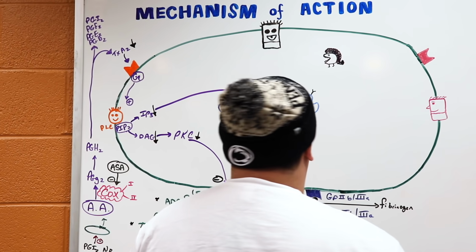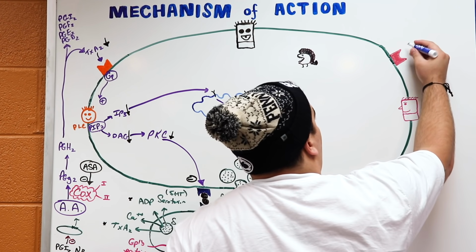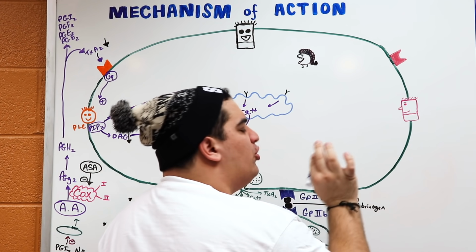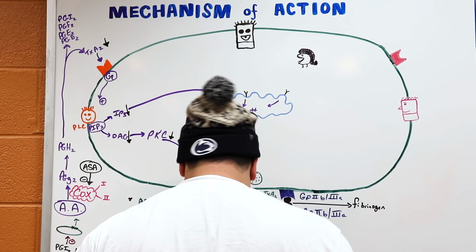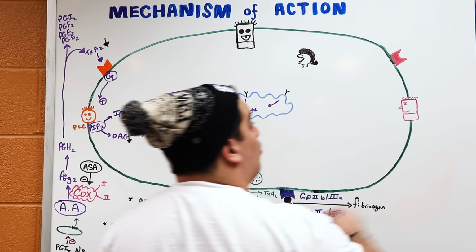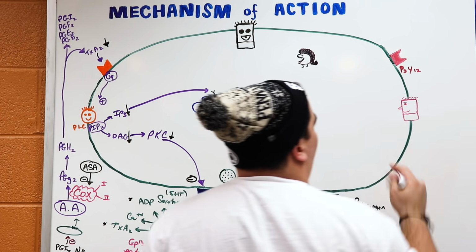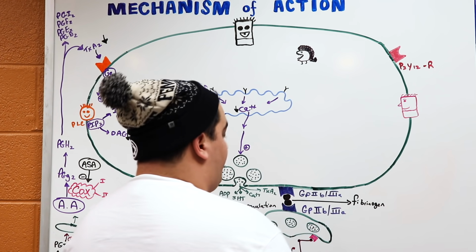So ADP, what does this little guy do? He comes over here, right? You have a little protein here. There's actually a very beautiful receptor. Let's write this receptor's name. This receptor is called the P2Y12 receptor. They call this a P2Y12 that ADP binds onto.